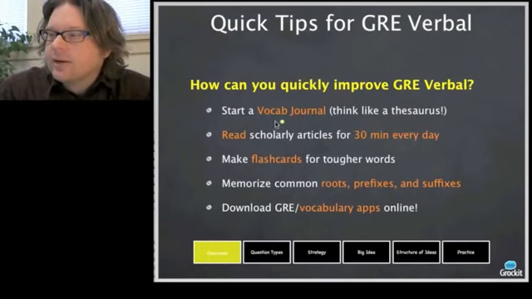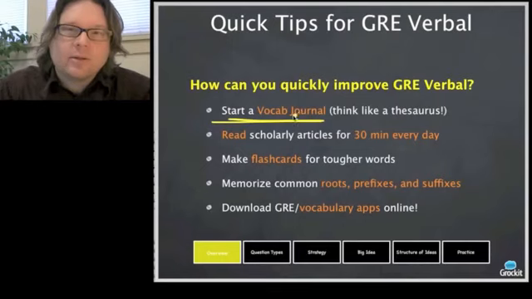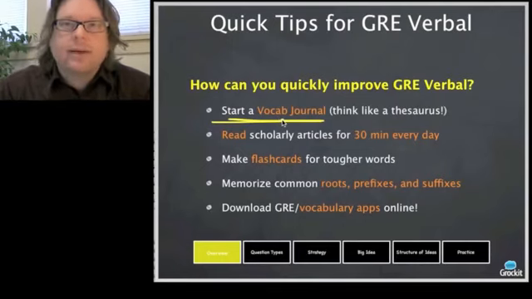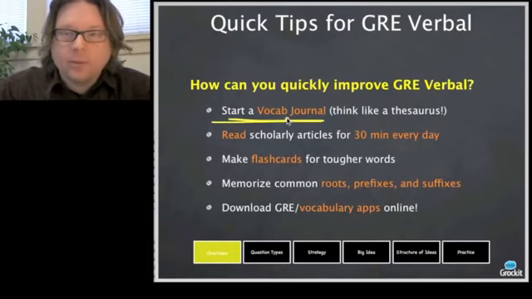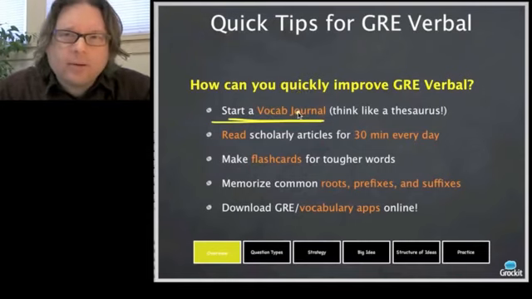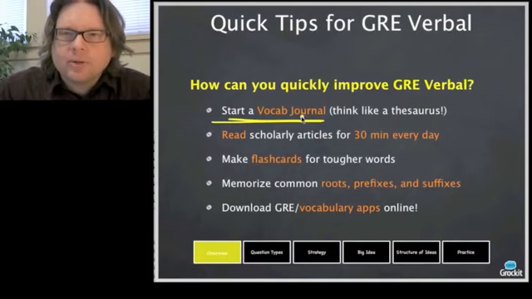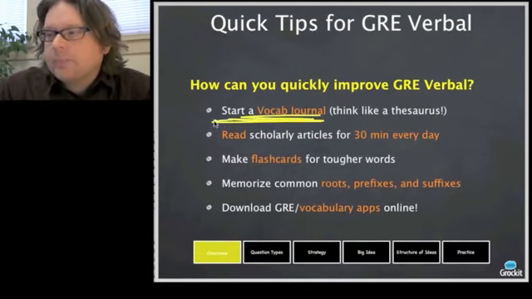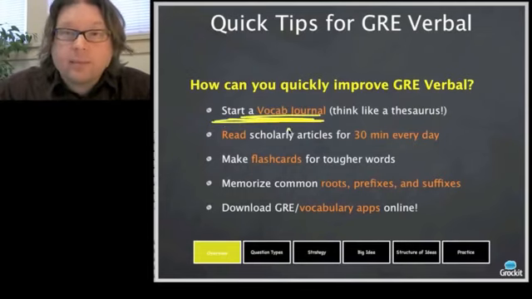In terms of other stuff, start a vocab journal. Think like a thesaurus. What this means is keep a list of words that you run into in everyday life, in your reading if you're still in school. If you're doing any advanced reading on your chosen field, go look for articles and books on the topic. When you come across words you don't know, keep a journal of them. And when you look up those words, look for other words that mean similar sorts of things.